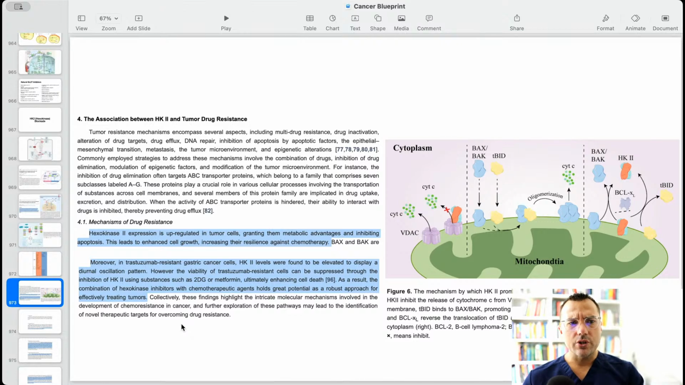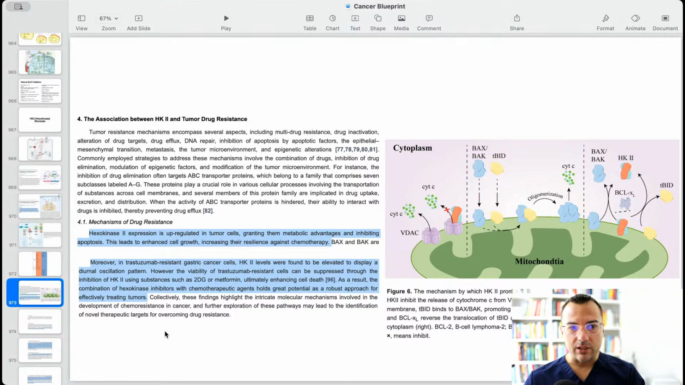So there is an association between hexokinase and tumor drug resistance. It says here that hexokinase expression is upregulated in tumor cells, granting them metabolic advantages and inhibiting apoptosis. This leads to enhanced cell growth, increasing their resilience against chemotherapy. Moreover, in trastuzumab-resistant gastric cancer cells, hexokinase 2 levels were found to be elevated and to display a diurnal oscillation pattern. I think it's interesting that there is almost a circadian rhythm to this, a diurnal pattern.